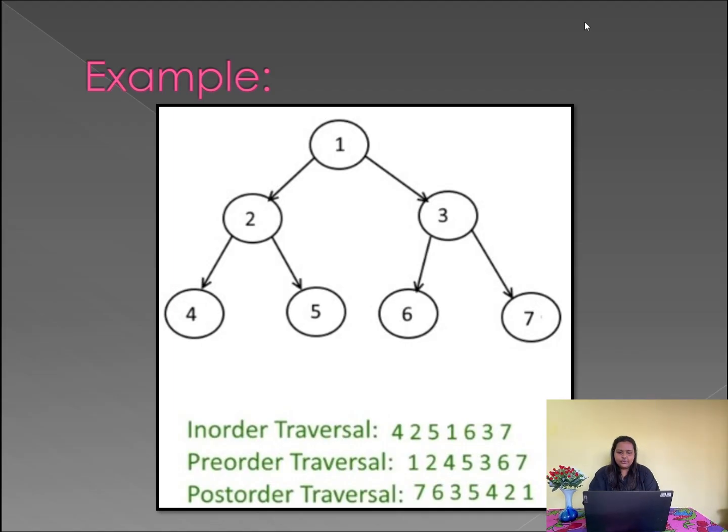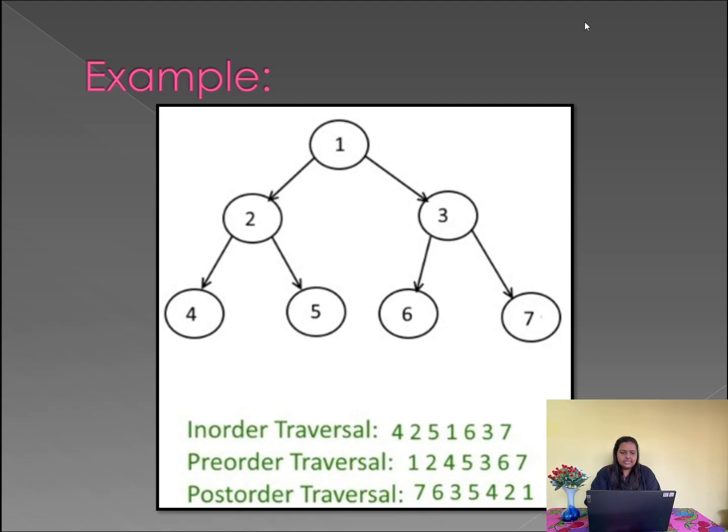Now let's move to preorder traversal. The rule of preorder is root, left child and then right child. So the first thing we do is visit the root node. We start with 1. Then we go to the left subtree. Visit 2, visit left side 4, visit right side 5. So the left subtree gives 2, 4, 5.